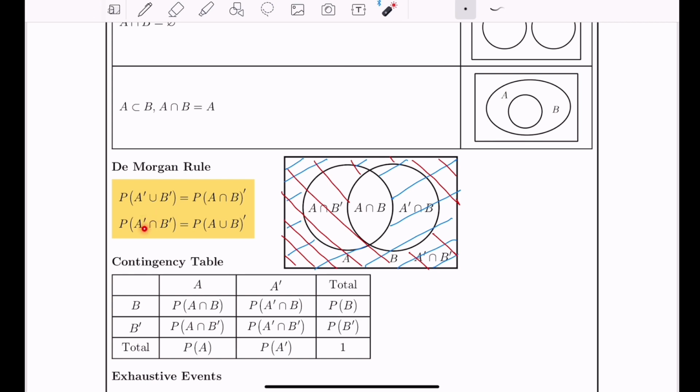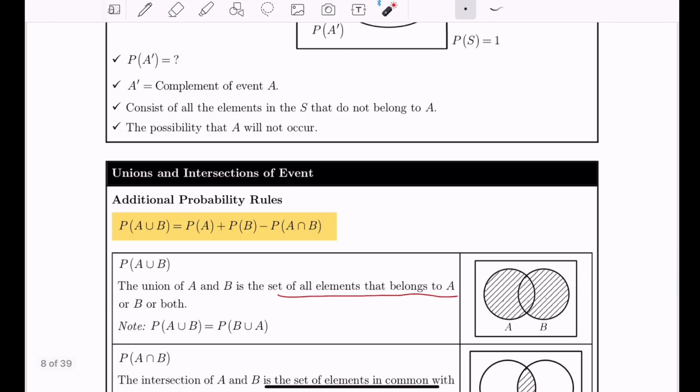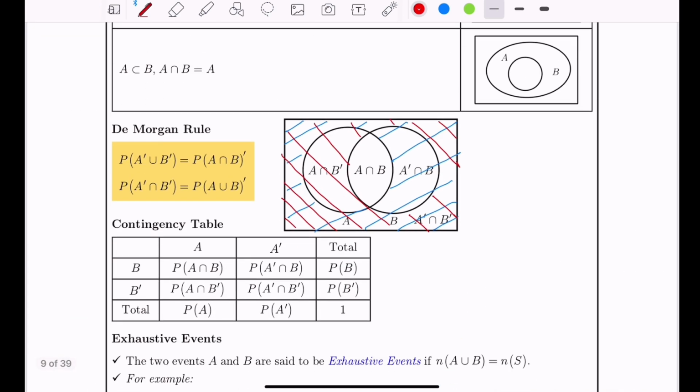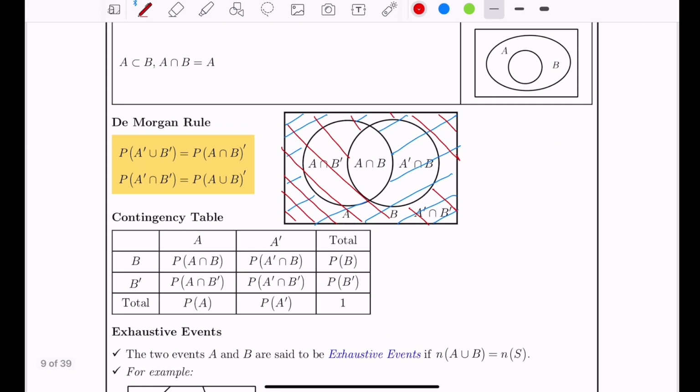When we talk about intersection, it is the set of elements in common with A and B. So here, it is the set of elements which is in common with A prime and B prime. The area which has common elements is the one outside, where we can see there is overlap between the red and the blue pen.